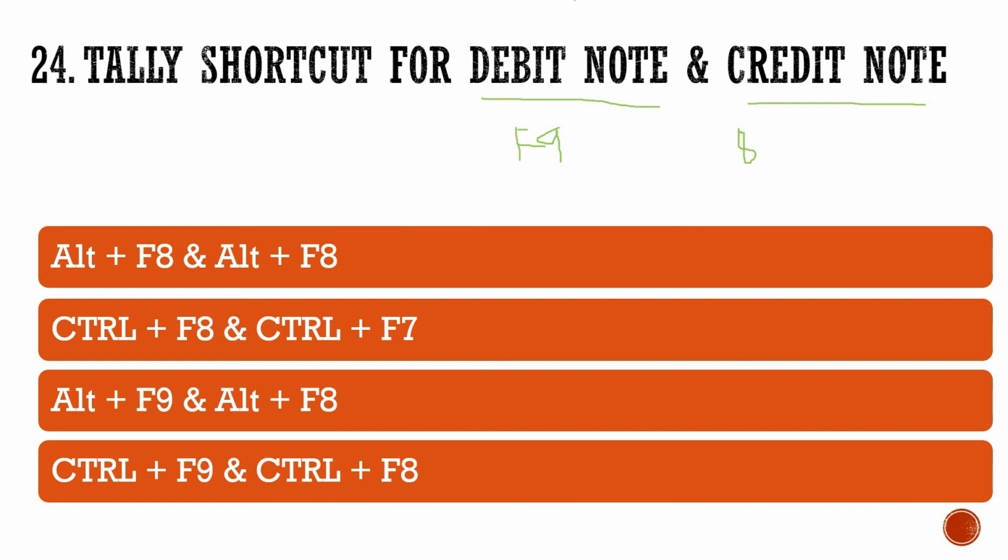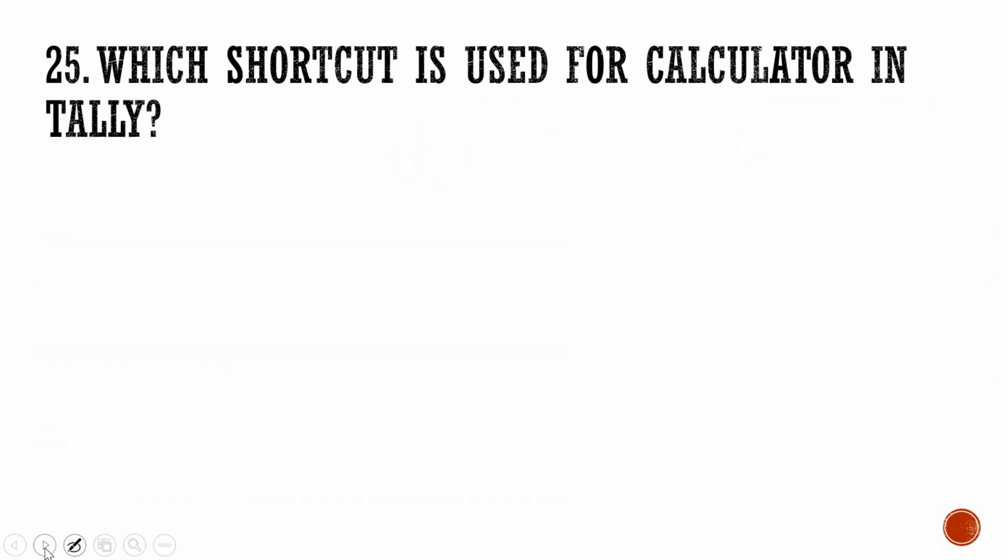So what will be my shortcut key for debit note and credit note? You just have to use control. If you use control F9, it will be your debit note, and if you use control F8, it will be your credit note. Are you clear? Debit note, purchase return, F9. Just you have to put control. Credit note, sales return, F8. Just you have to put control. So my correct option will be control F9 and control F8. Tally shortcut for debit note and credit note. Yeah, it will be control F9 and control F8.